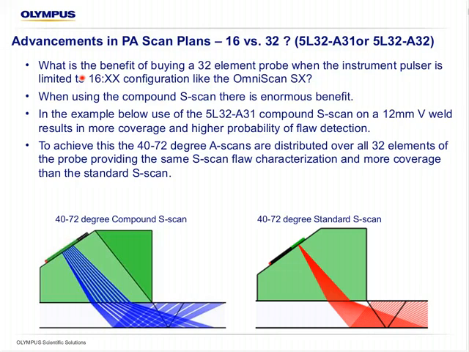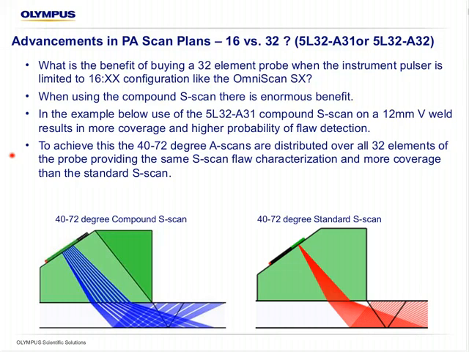What our experience tells us is most of those customers where a small footprint wasn't essential for the inspection are greatly benefited by a 32-element or 64-element probe. In the example below, the 5L32A31 compound that we see here on a 12-millimeter V-weld results in more coverage and a higher probability of flaw detection.